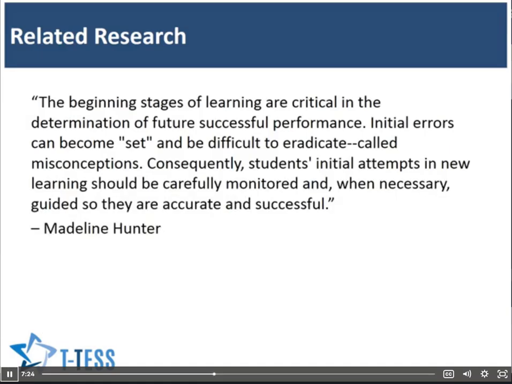Let's look at another piece of related research from Madeline Hunter, a researcher that we're very familiar with. Take a minute to read through this. As we've read, it is critical, therefore, to specifically monitor learning when skills and concepts are initially introduced in order to address misunderstandings and misconceptions.